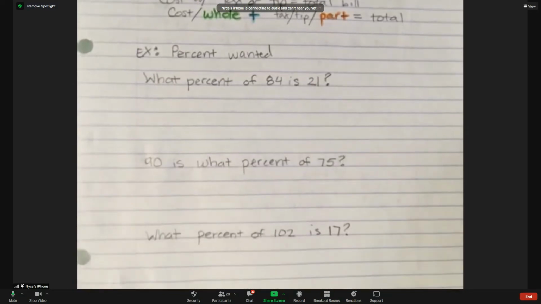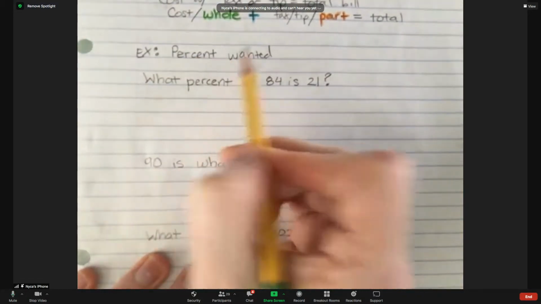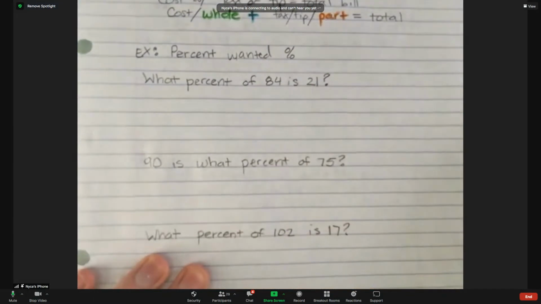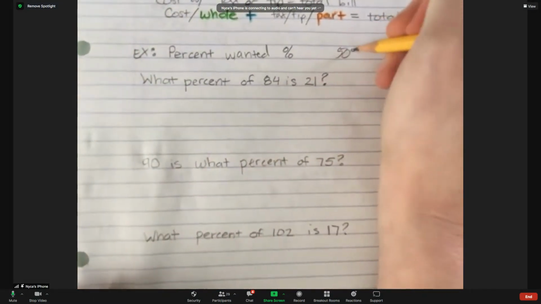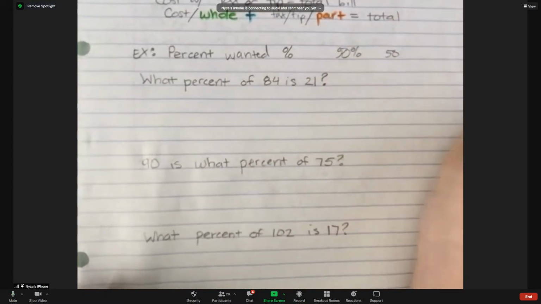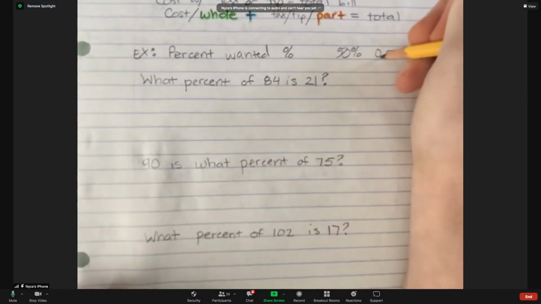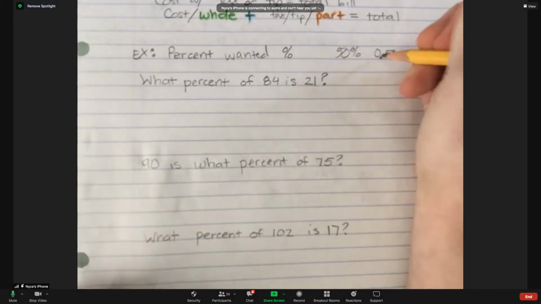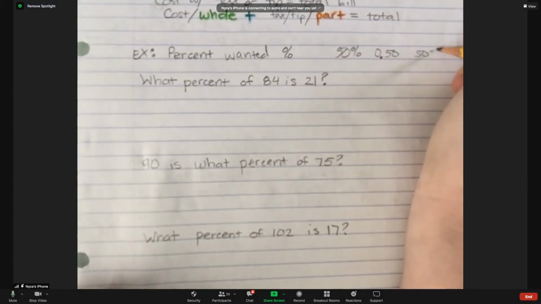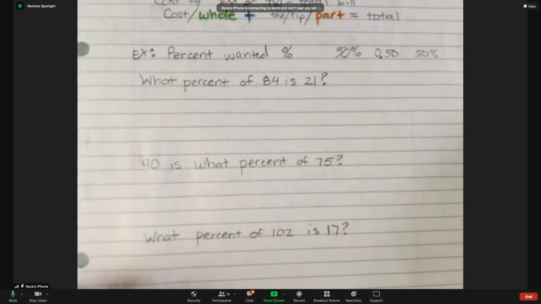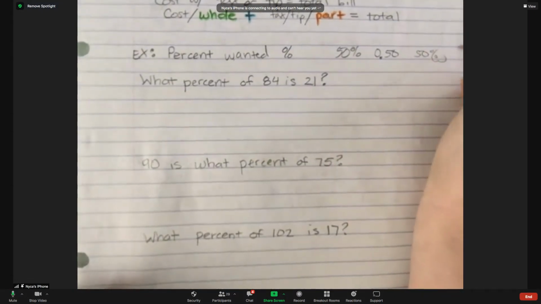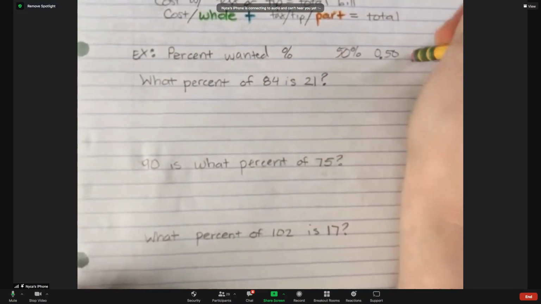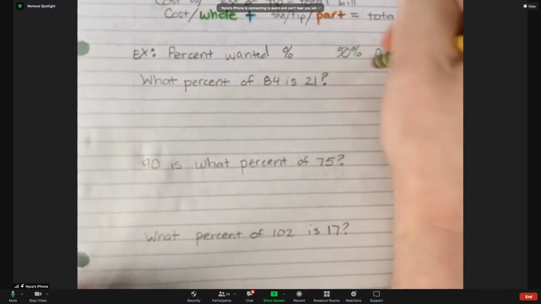All right, so here's one here. What percent of 84 is 21? For these problems, you're wanting the answer of a percent. It is critical that you put the percent sign, because 50% is not the same as 50. It means 0.50. And if you just put 50 down, that technically means like 5,000%. So you want to make sure you put the percent sign, or it is completely wrong.